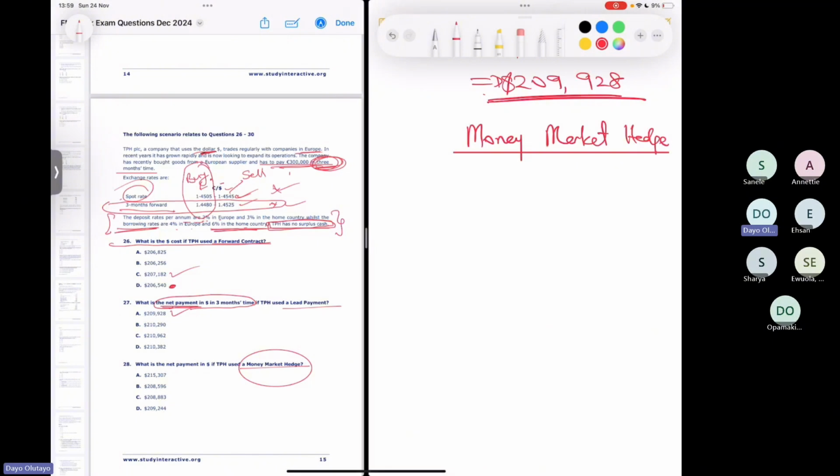The first thing when you want to use a money market hedge is to know what is the objective of the company. Oh, let's not go to objective first. Situation of the company before we go to objective. And what do I mean here? Does the company have asset or liability with this transaction? Obviously, they have to pay 300K in the future. So what they have is account payable. And that's the liability.